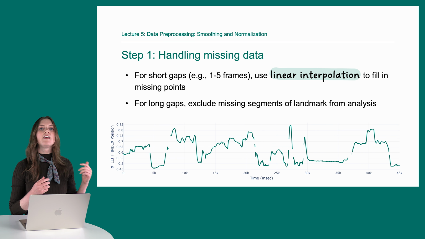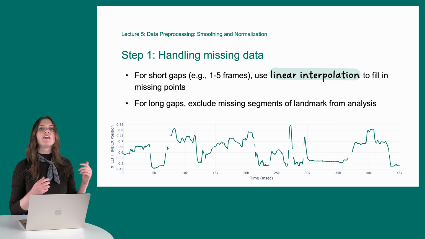This is what the plot looks like after interpolation. You can see the orange lines have now filled in the gaps. These were all relatively short gaps in time, maybe up to 5 frames at our 30 Hz sampling rate. However, if you have long gaps of missing data, it's better to exclude those segments from data analysis.